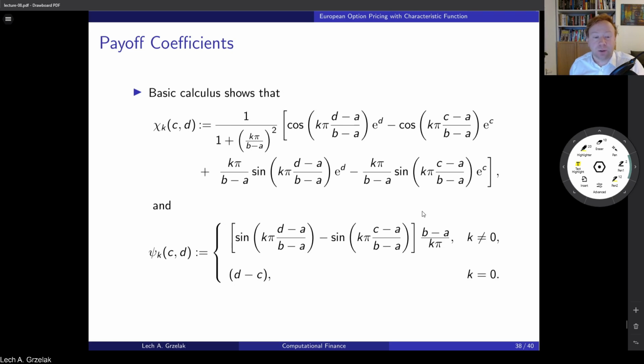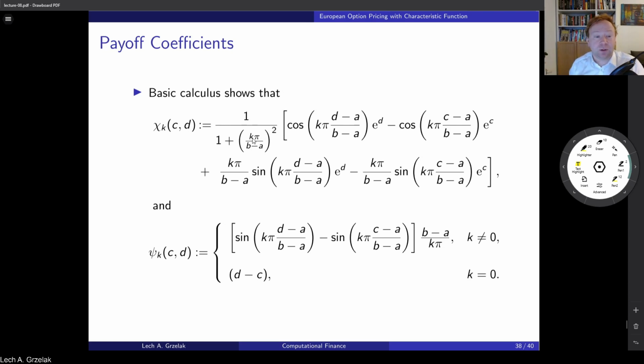You can check whether it is correct, but I'm assuring you that this is fine. Of course, you have to make sure that the psi function will change its representation depending on the strike. So for the first term, you have d minus c. For any other term, you will have this expression here. But once you implement this once, you can basically forget about it. It will always be reused in your representation.